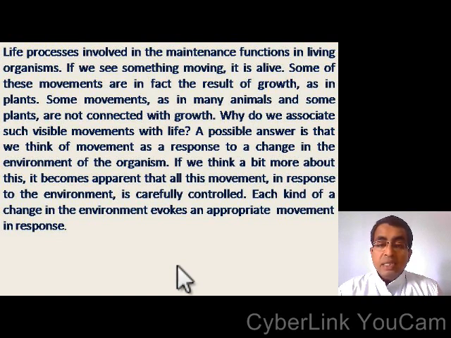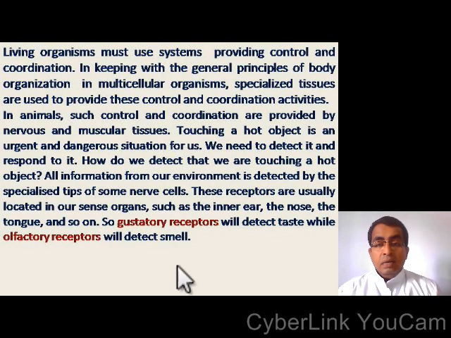A possible answer is that we think of movement as a response to a change in the environment of the organism. If you think a bit more about this, it becomes apparent that all these movements in response to the environment are carefully controlled. Each kind of change in the environment evokes an appropriate movement in response. Living organisms must use systems providing control and coordination.